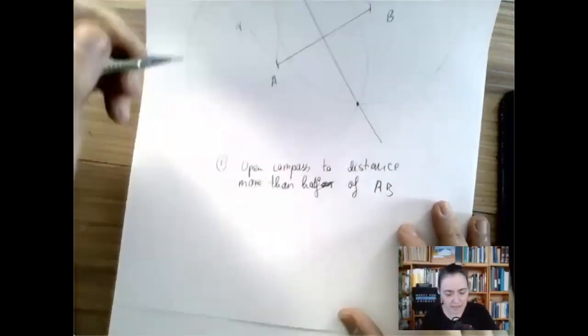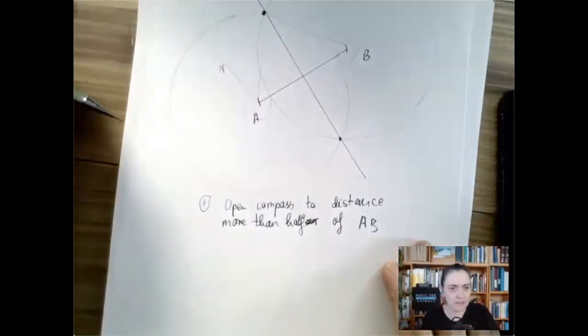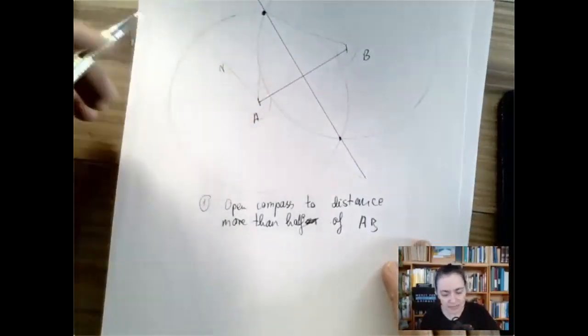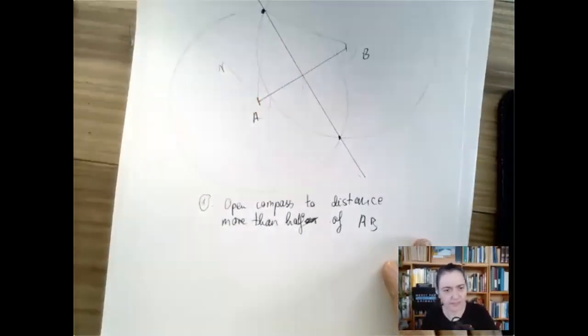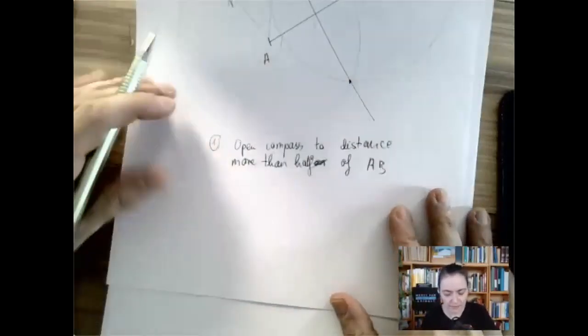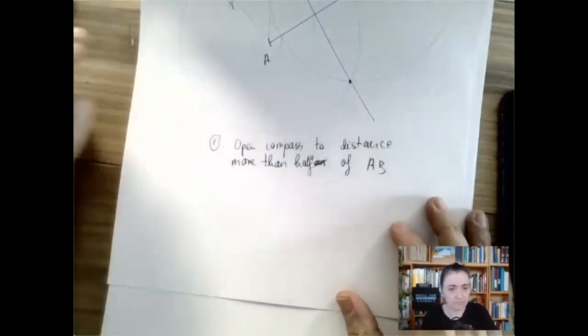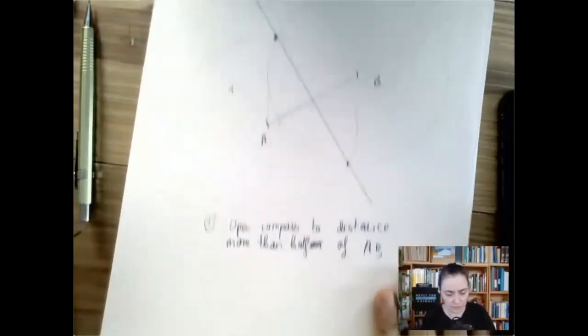Why is that necessary? If the circles are too small, they're not going to meet, right? So if the radius is exactly half, they're just going to barely touch, but one point is not enough to find a line. So it has to be bigger than half. But besides that, anything goes. If I make this circle bigger, it will work just as fine.